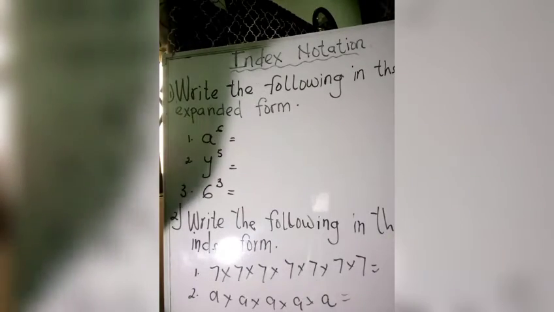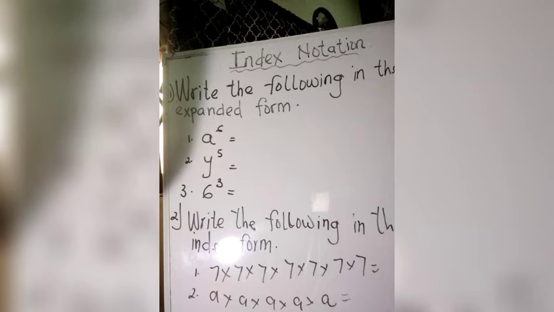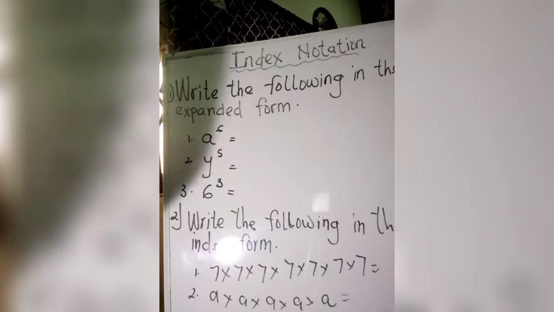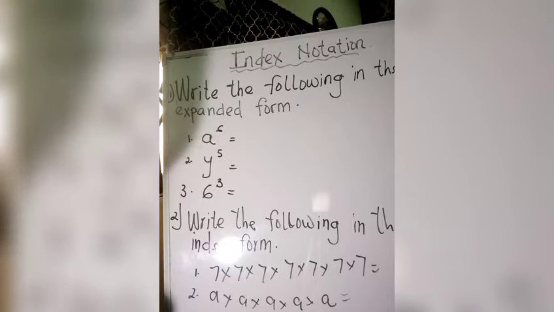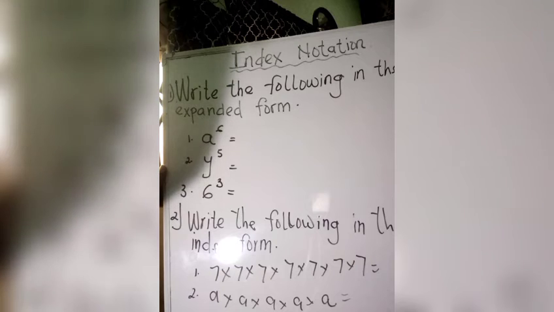Okay, so we have 2 examples on the board. The first example is: write the following in the expanded form. The second one is: write the following in the index form. So I'll try this, then I'll give you an example. The first one is a exponent 6.